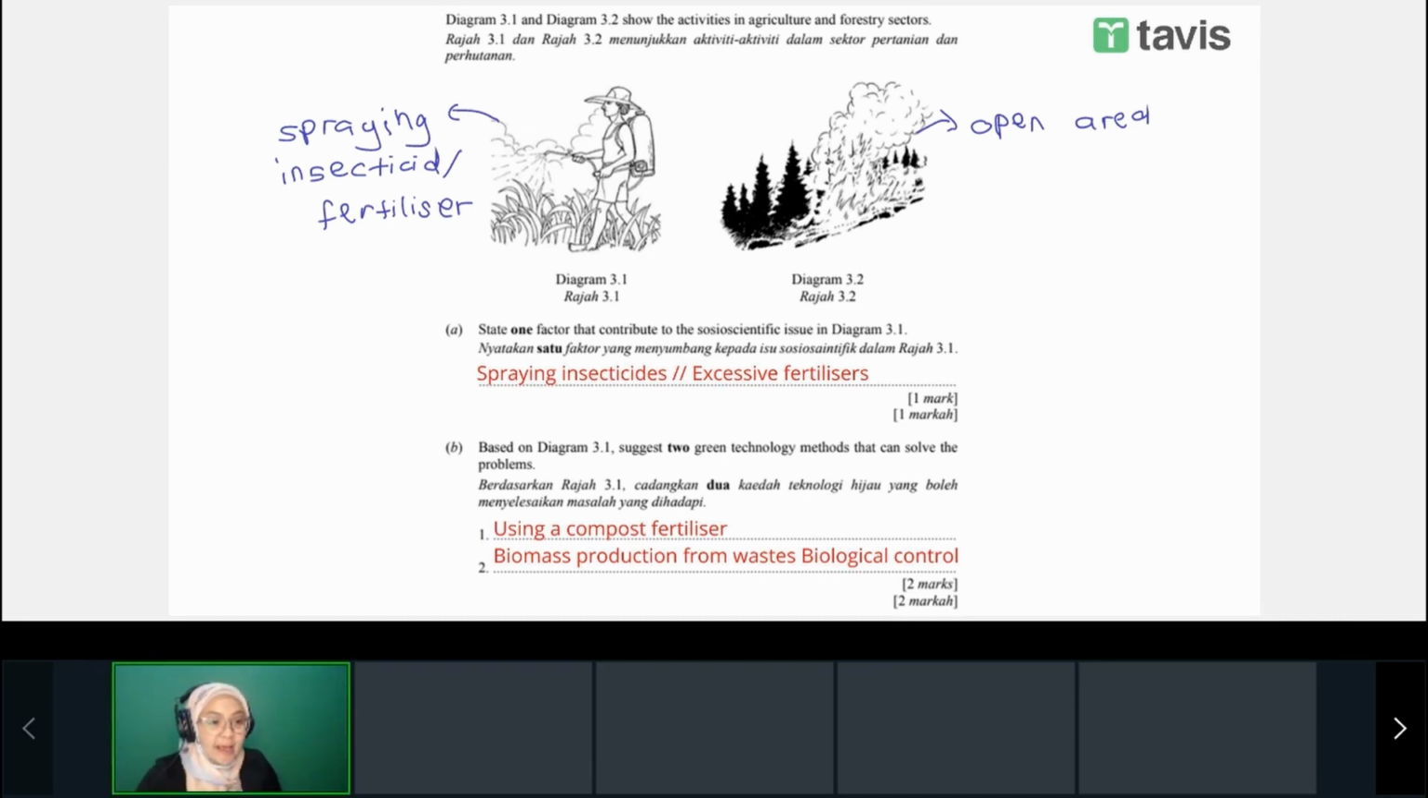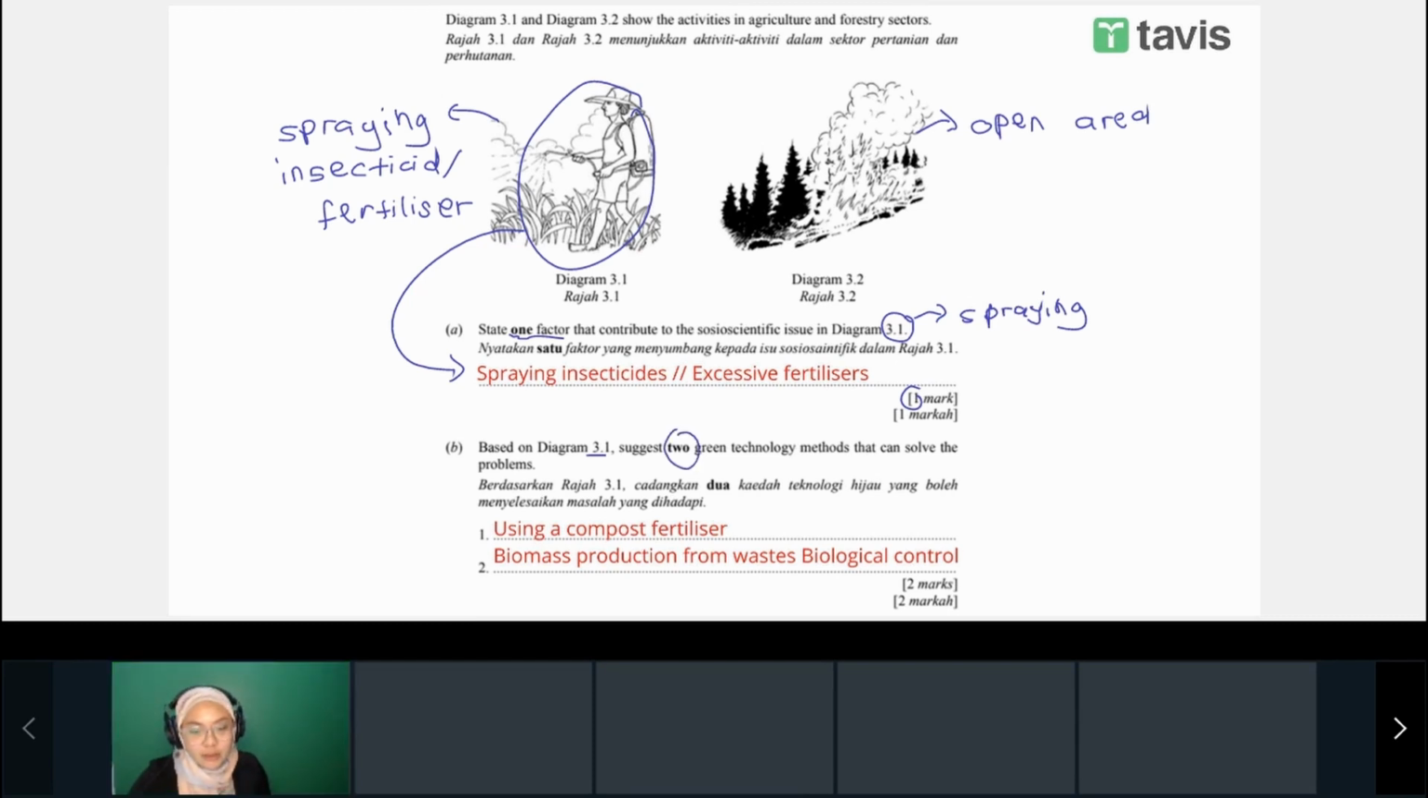Okay, let's see question A. State one factor that contributes to the socio-scientific issues in 3.1. 3.1 is spraying the insecticide. So what is the factor? The diagram itself already gave an answer. You just basically have to write spraying insecticides, excessive fertilizers. Then you already got one mark. We move to the next question, question B. Based on diagram 3.1, still all about spraying insecticides, suggest two green technologies that can solve the problem.